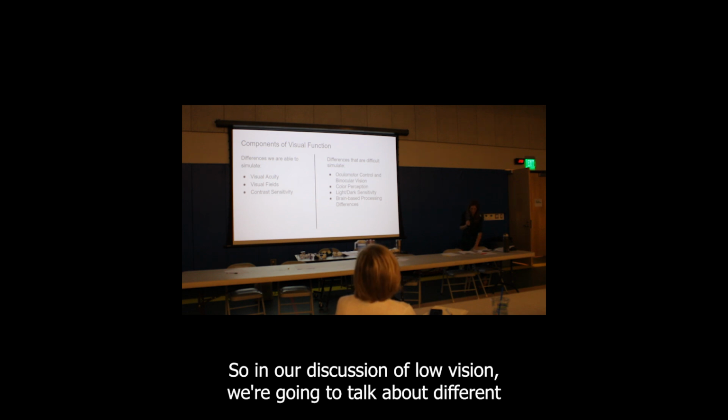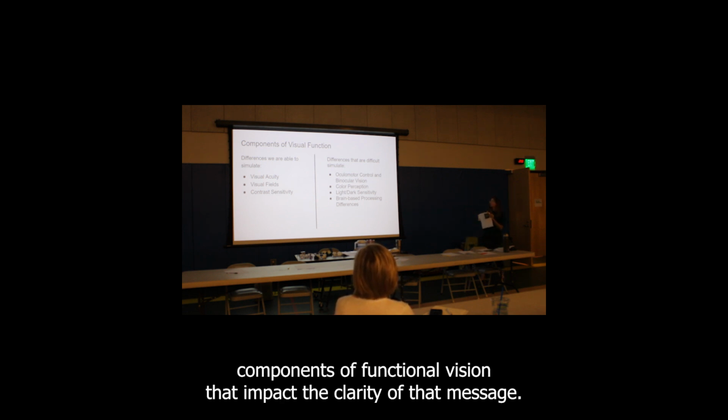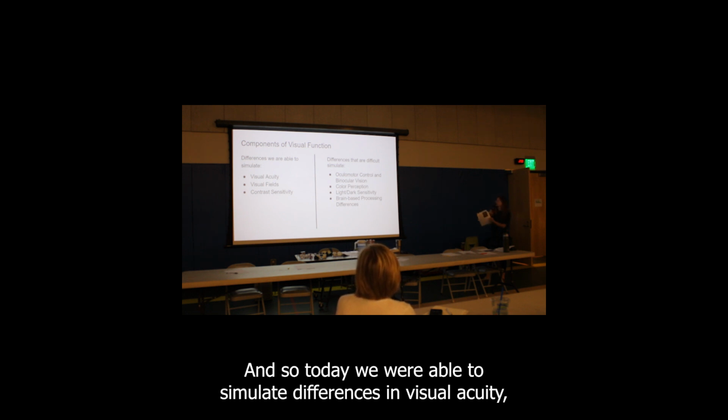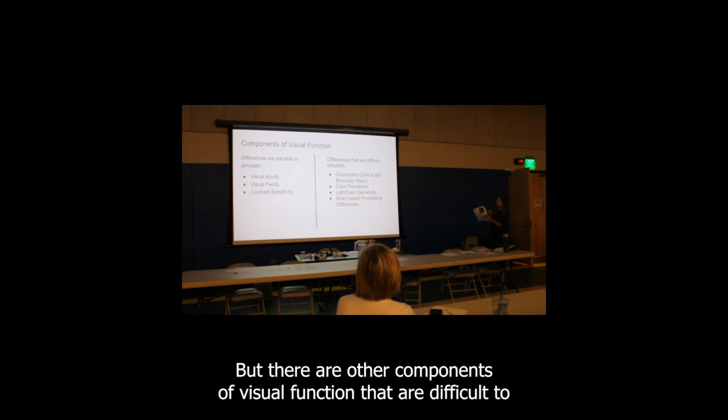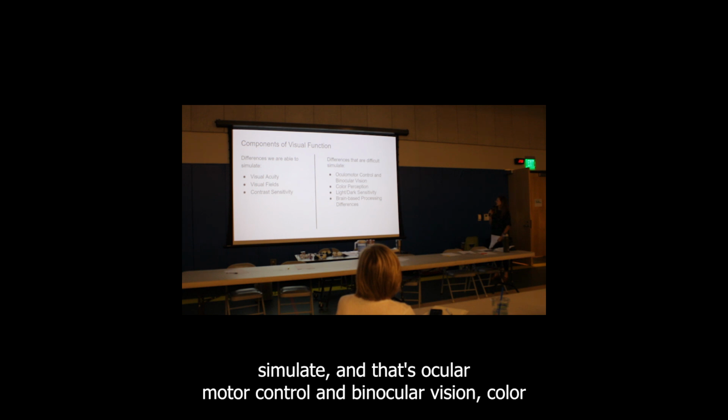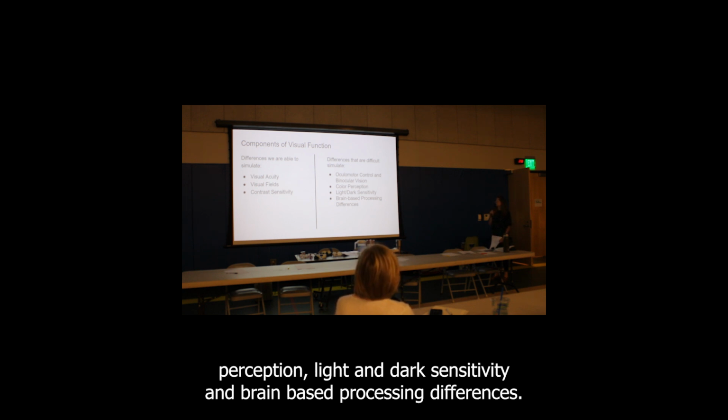So in our discussion of low vision, we're going to talk about different components of functional vision that impact the clarity of that message. And so today we were able to simulate differences in visual acuity, visual fields, and contrast sensitivity, and we'll break those down a little bit. But there are other components of visual function that are difficult to simulate, and that's ocular motor control and binocular vision, color perception, light and dark sensitivity, and brain-based processing differences.